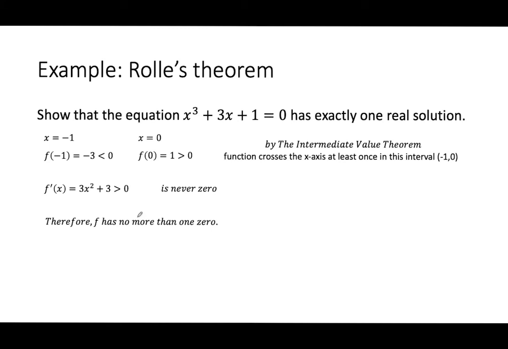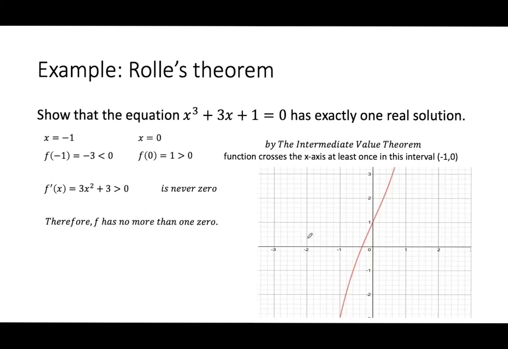So f has no more than one zero. And if we want to look at the graph, as we will see, this is -1 and this is 0, and the function crosses the x-axis in this interval only once.